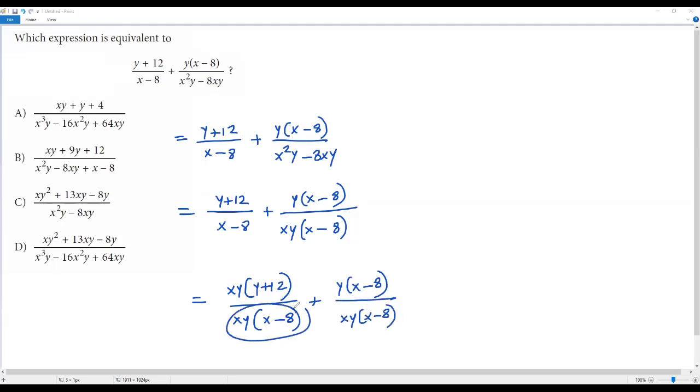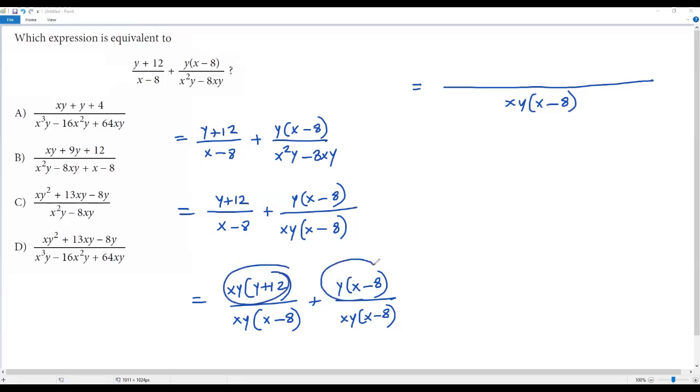Now we have the same denominator for both fractions, so we can take the common denominator, that is xy(x - 8). Now we can add the two numerators, that is xy(y + 12) + y(x - 8). Now let's simplify the stuff in the numerator.